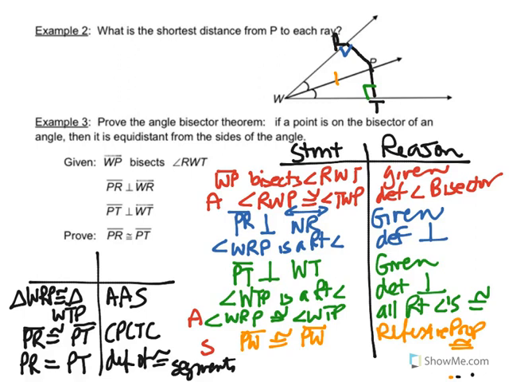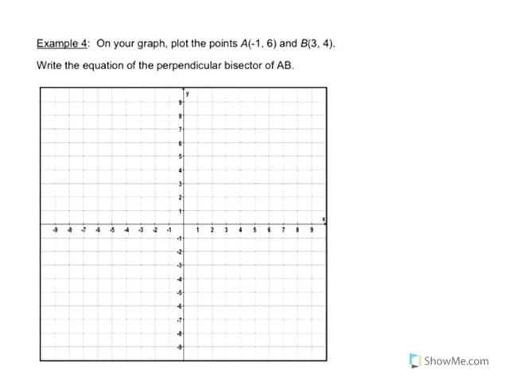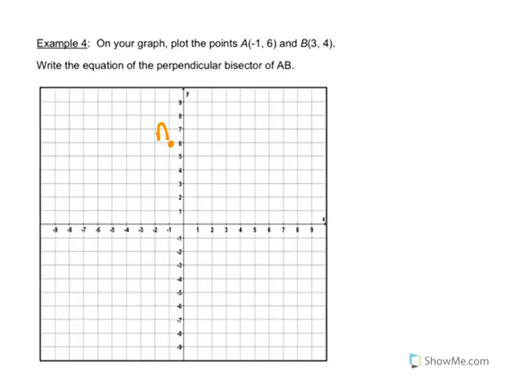Okay, let's go to the back. It says on this graph, plot the points A (-1, 6). So we're going to do that. It's right up here, and that's A. And then B is (3, 4), right here. B. And then it says, write the equation of the perpendicular bisector of AB. So let's think about what that means. If we take AB and we connect it, we make a line. And again, I don't have a straight edge, so I'll do my best on this.